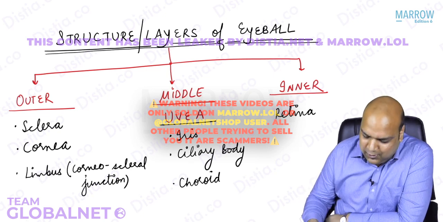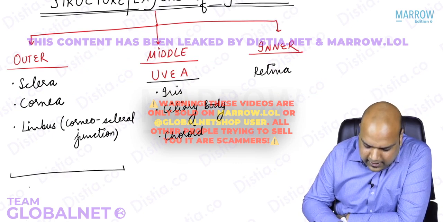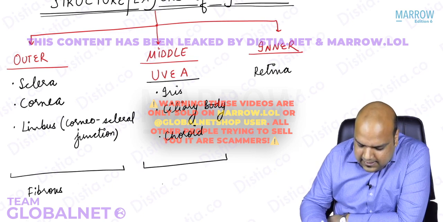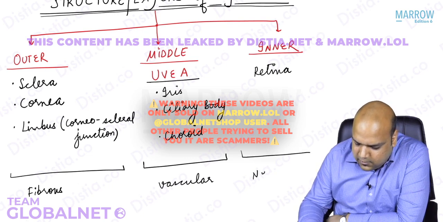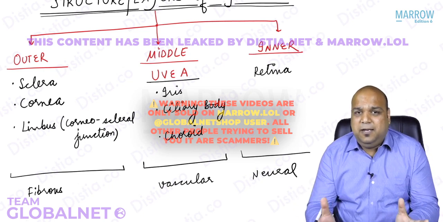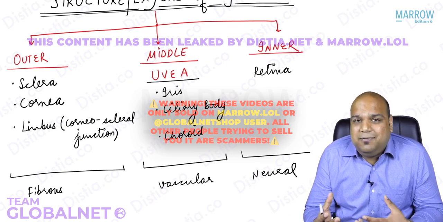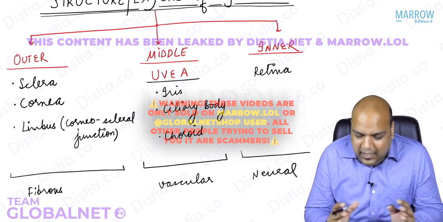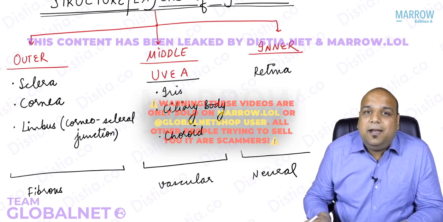If we talk about the basic functions of each layer, the outer coat can be called the fibrous coat. The middle uvea is called the vascular layer, and the inner retina is known as the neural layer. So the outermost layer, basically the sclera, the major part, serves the function of protection, the fibrous coat. The middle layer gives you blood vessels, and the inner layer gives you vision because it is the neural component.